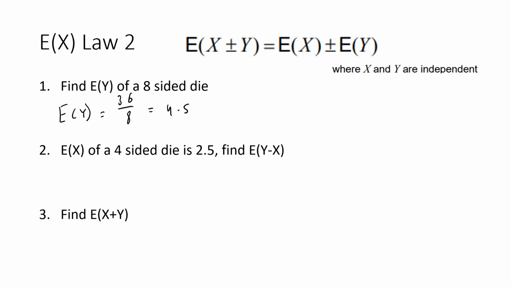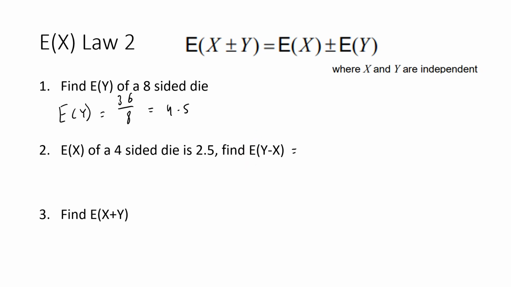Minus E of Y, sorry. So E of X minus E of Y. And here, we're just flipping the two variables. So in the general formula, E of Y is being taken away from E of X, whereas here E of X is being taken away from E of Y.